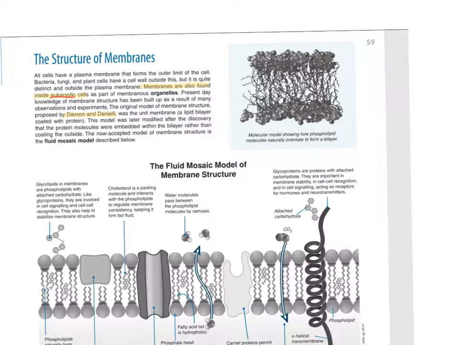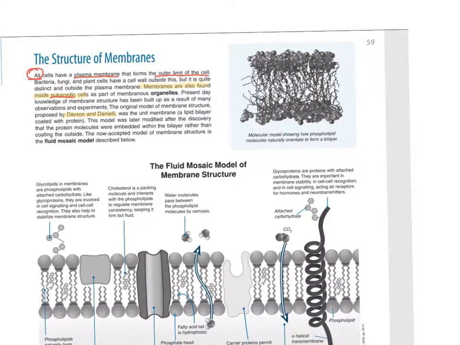It's like the cell membrane is on the right. Okay, it doesn't say cell membrane. Let's read it together. All cells, see the word all cells, have plasma membranes that form the outer limit of the cell. All cells have that.